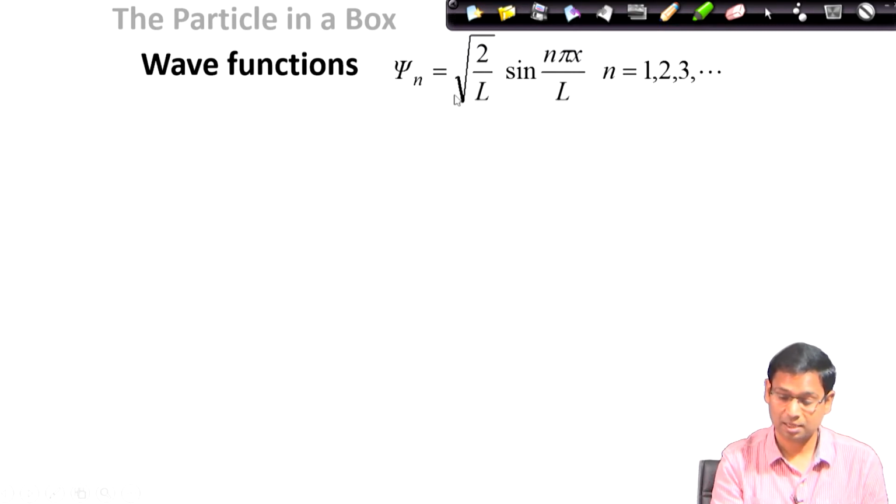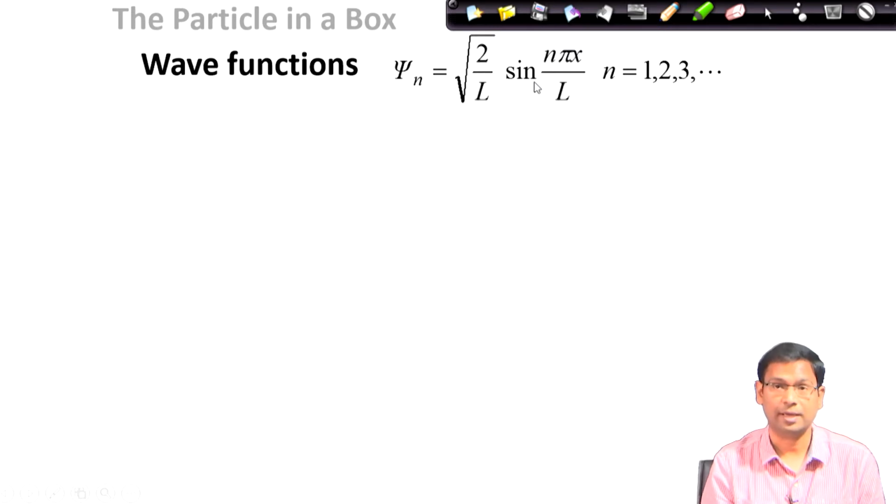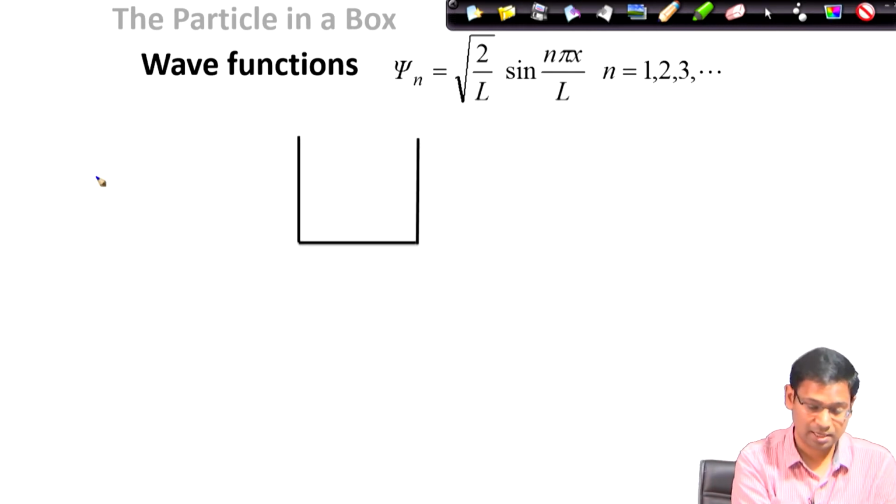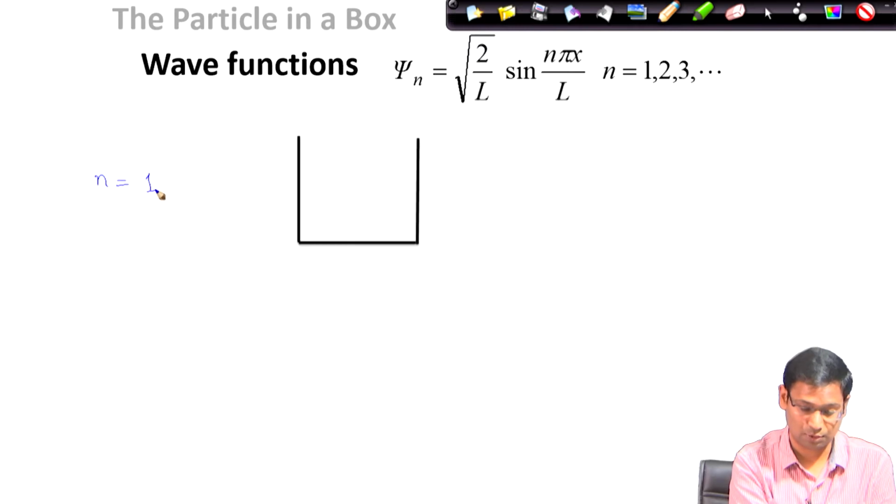So, psi n equals square root of 2 by L sin n pi x by L, where n goes from 1 to 3. We would first analyze the few low lying wave functions. For example, let us start with n equals 1, the lowest value. When n equals 1, psi 1 is square root of 2 by L sin pi x by L.